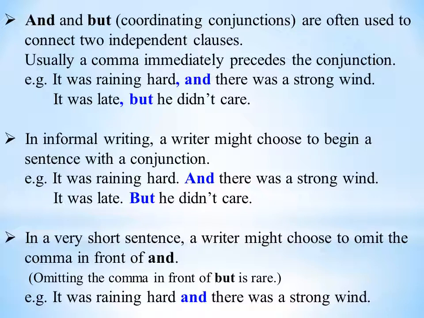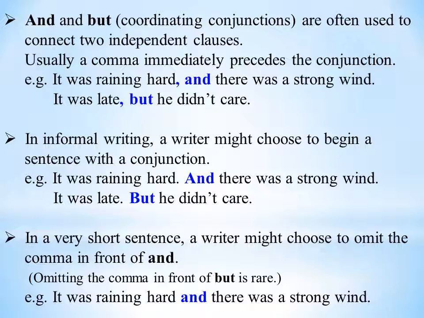Example, it was raining hard, comma, and there was a strong wind. The coordinating conjunction and is connecting the two independent clauses. It was raining hard, the first one, there was a strong wind, the second one. It was late, comma, but he didn't care. The coordinating conjunction but is connecting the two independent clauses. It was late, the first one, he didn't care, the second one.